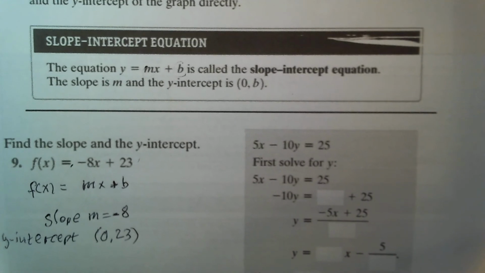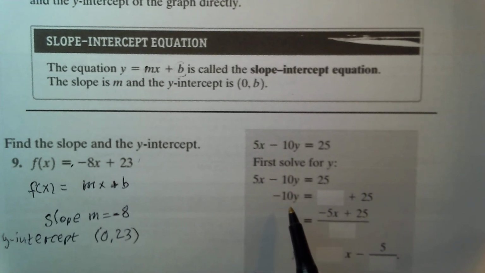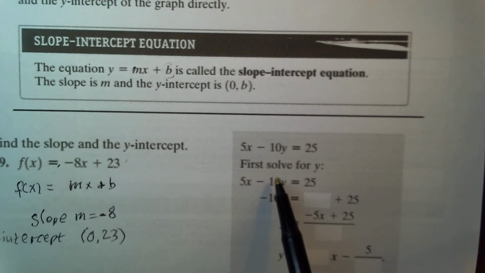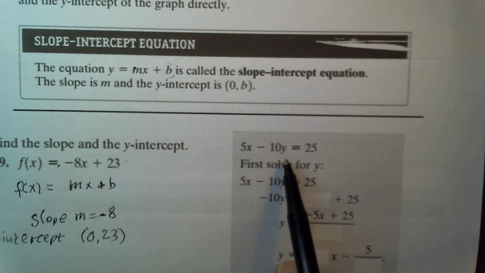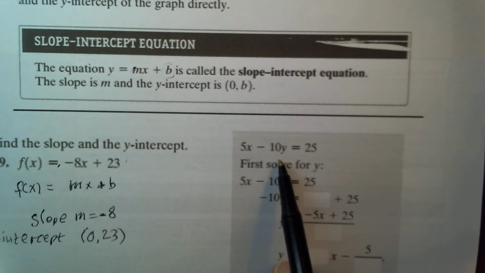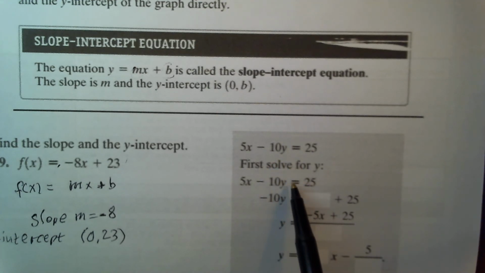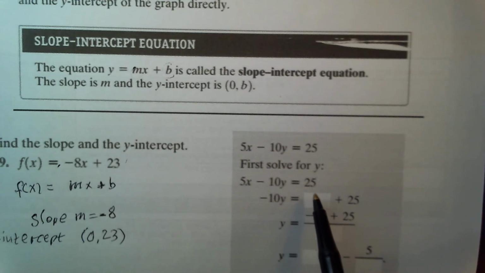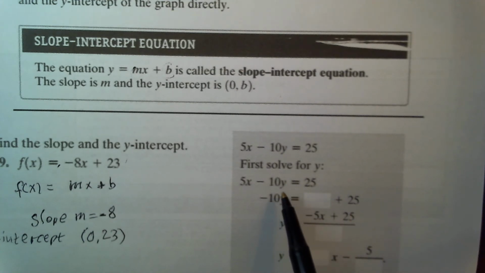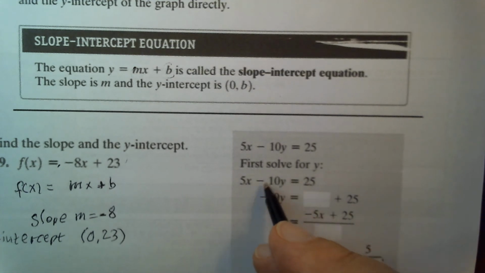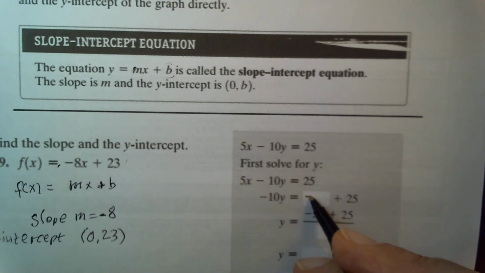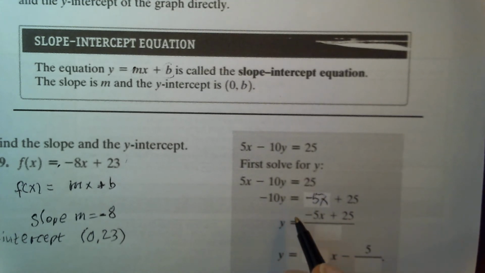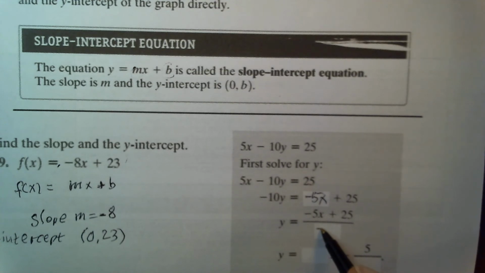Similarly, in the next equation here, we are supposed to find the slope and the intercept. Now notice that this equation is not in the form y equals mx plus b. So here we have to solve the equation for y first. We do that by adding 10y to both sides. We subtract 5x from both sides to isolate the variable y, so minus 5x. And then to isolate y, we divide by minus 10.